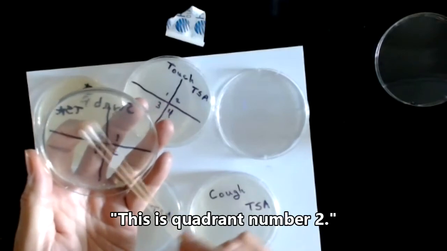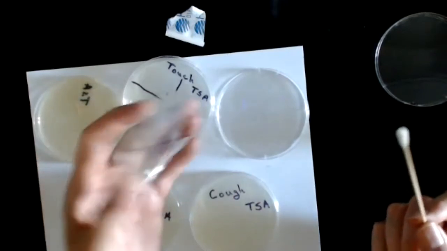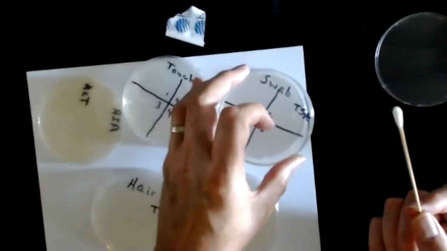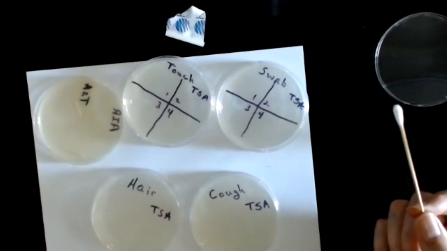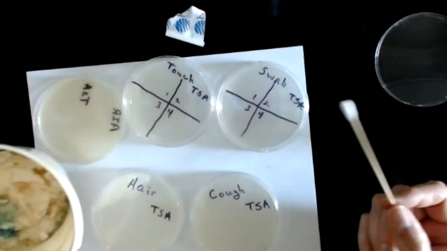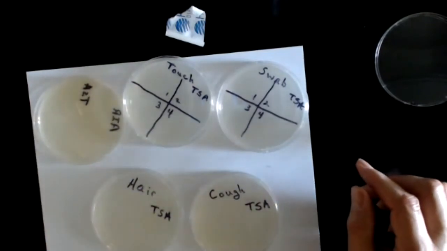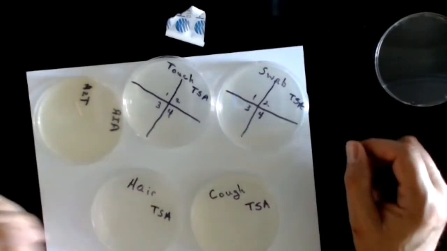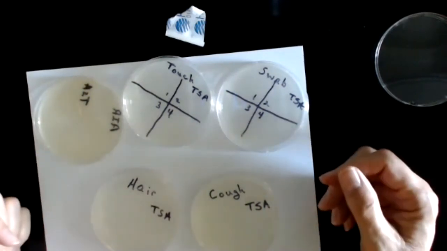This is quadrant number 2. I'm done. I remove the swab, turn the bottom of the plate upside down again, and replace it into the lid or the top. Again, I find an exquisitely clean bucket. I throw the swab into there, and I have finished the second swabbing. Again, I'm not going to do all 4 for you. I just want to demonstrate how it's done.